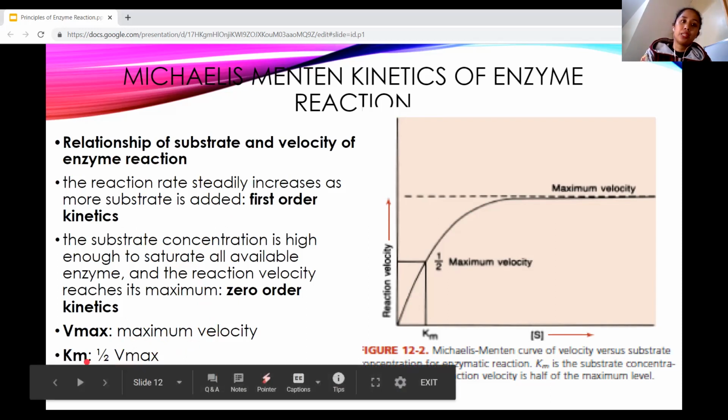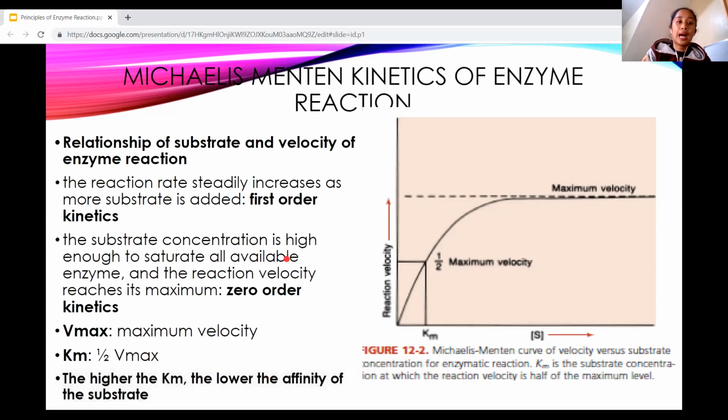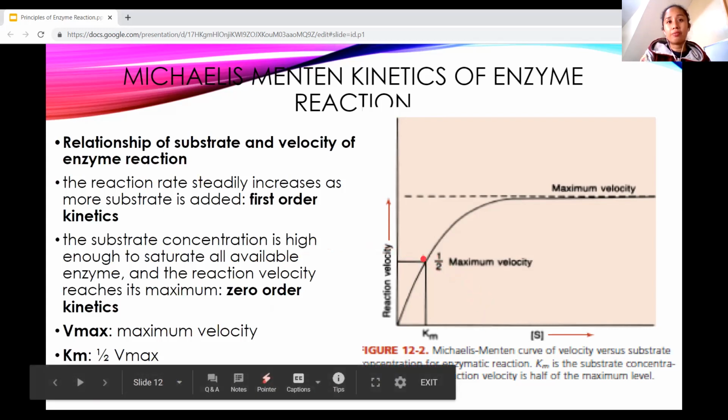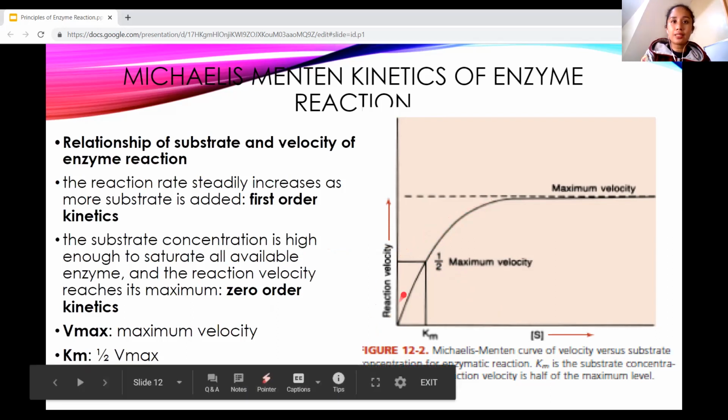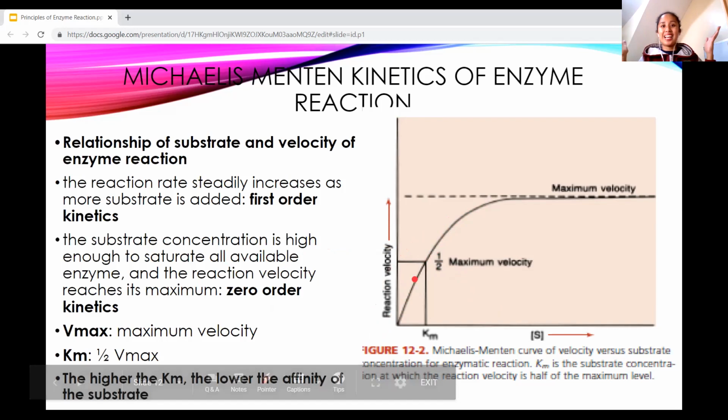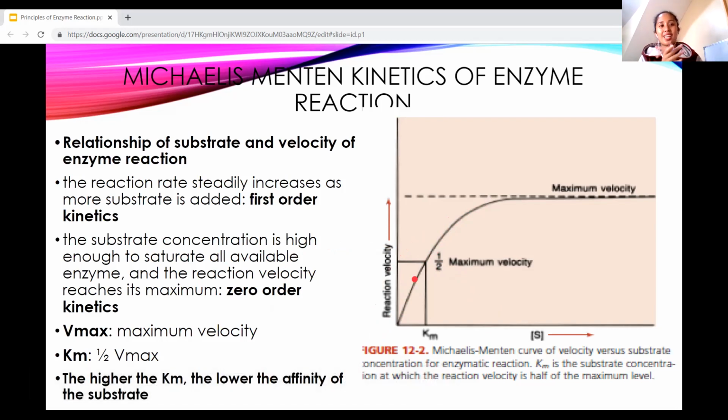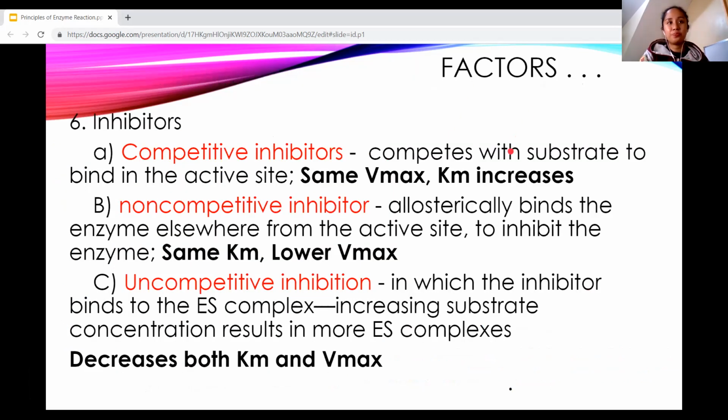And we have this Km. So Km is half the Vmax. So in this, the higher the Km, the lower the affinity of the substrate. So pag tumataas ang 1/2 Vmax natin, class, ang substrate, hindi na siya makapit. It has low affinity to your enzyme. But if your Km, class, is low, dito ka nag-0, tapos patas ka ng patas dito, so your substrates still have high affinity to your enzyme. Class, diba? Ganun lang kadali. So if you didn't understand, ulitin mo lang itong slide na to, okay?